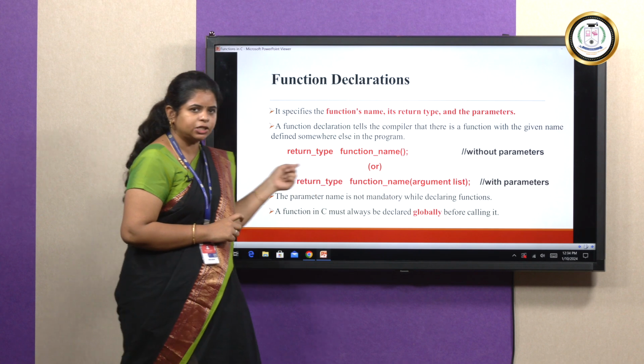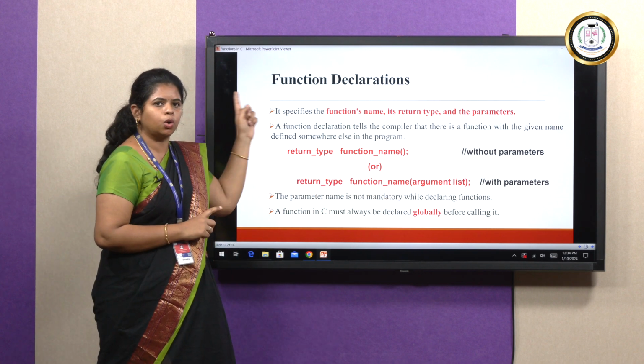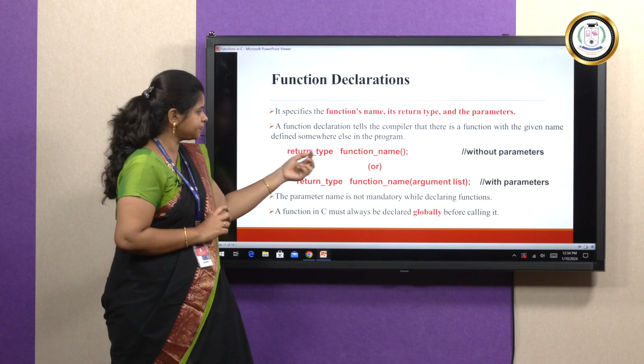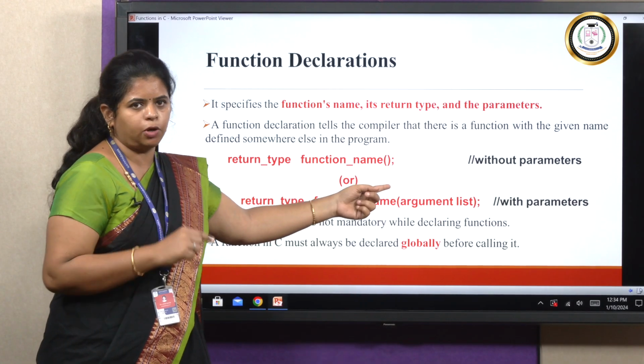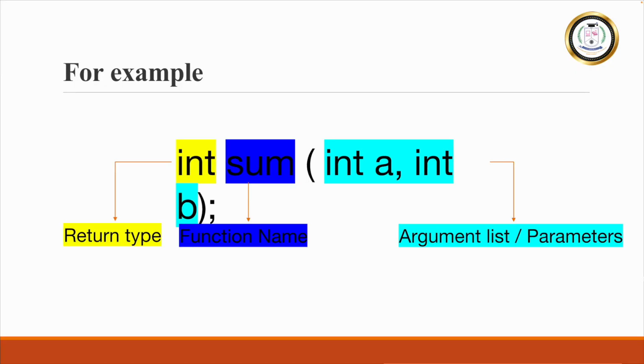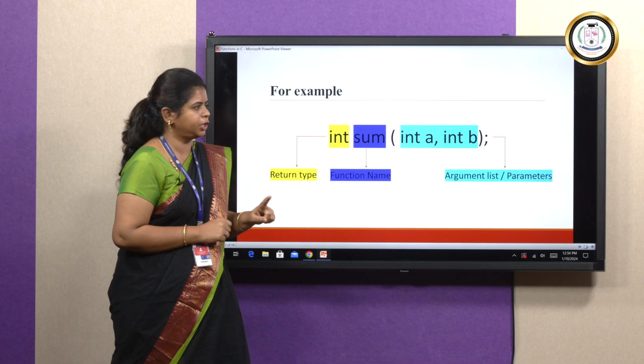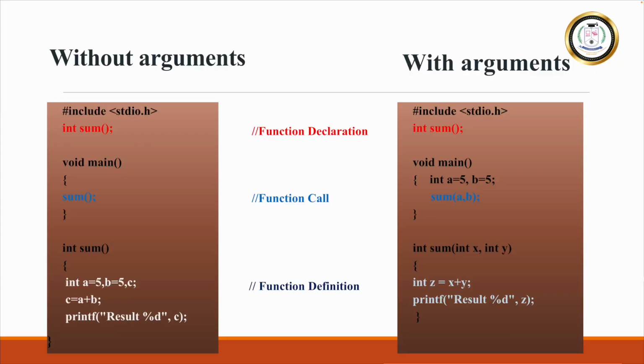In this declaration part, it should be defined globally, that is immediately after your header files. The semicolon is required here. This is an example, int sum, and inside this you can have your parameters. Here you should mention the semicolon, but in the function definition, no need to put the semicolon. Now we'll discuss the example, one with arguments and one without arguments.